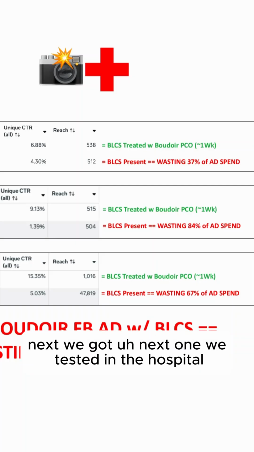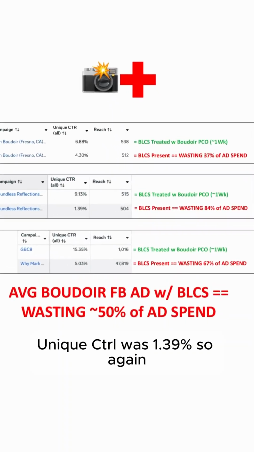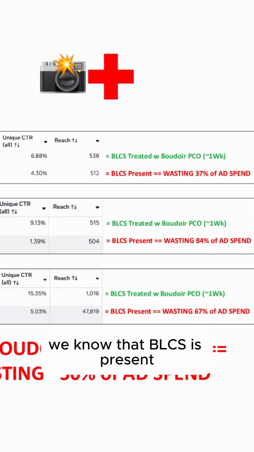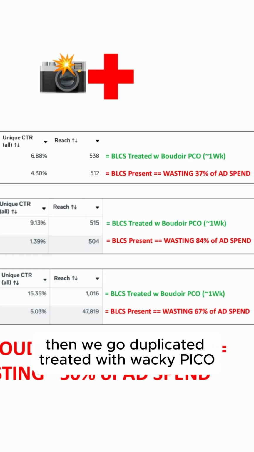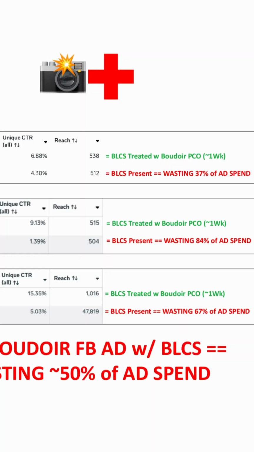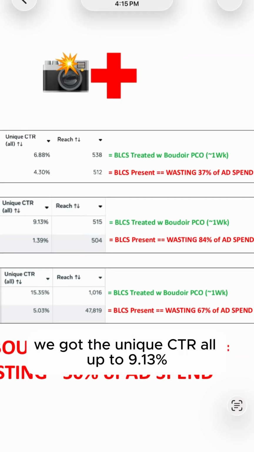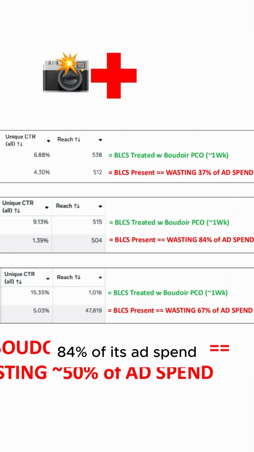Next, the next one we tested in the hospital, unique CTR was 1.39%. So again, when unique CTR is under 6%, we know that BLCS is present. We duplicate it, treat it with Boudoir PICO, takes about a week. We got the unique CTR up to 9.13%. So we found out the original Boudoir Facebook ad was wasting 84% of its ad spend.